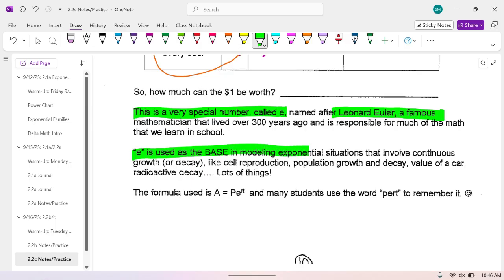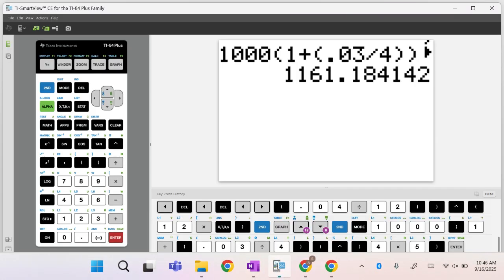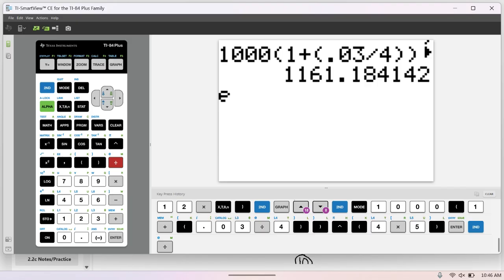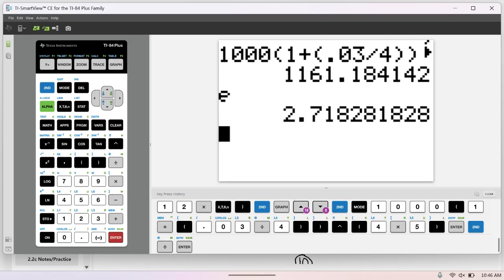E is used as the base in modeling exponential situations when it comes to continuous growth or decay. If you ever see the word compounded continuously, that's when you would use E. To show you what E is about, your calculator has an E button. If you hit second and then the division key, that's E. Hit enter, it's about 2.718. It's like pi. Like how pi is 3.14, E is 2.72, or 2.718. I usually say 2.718.